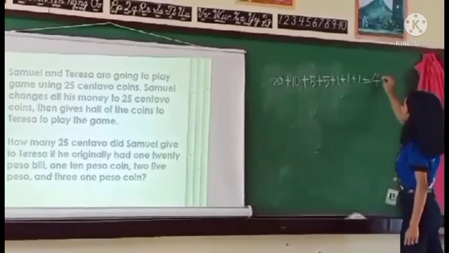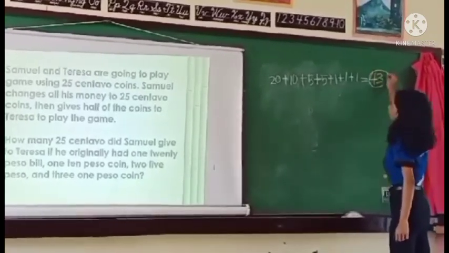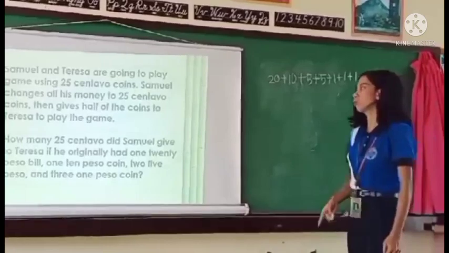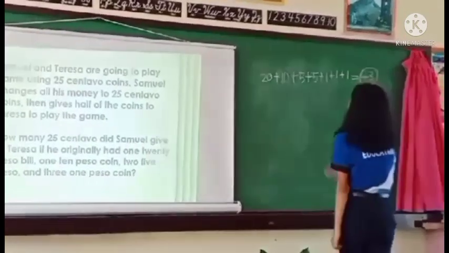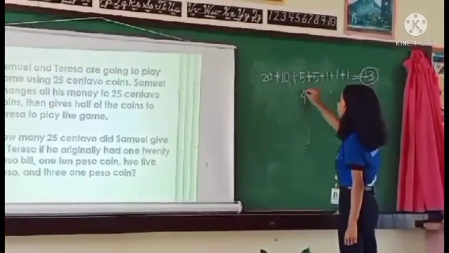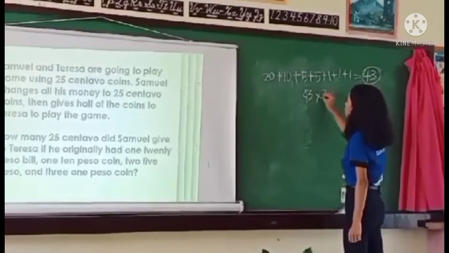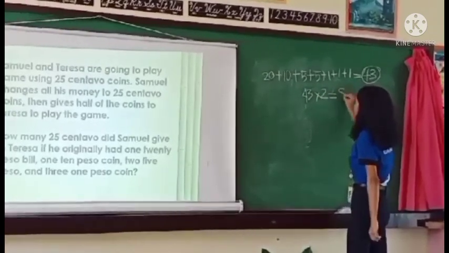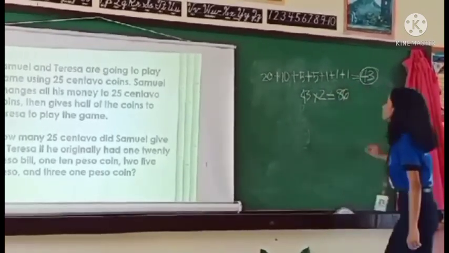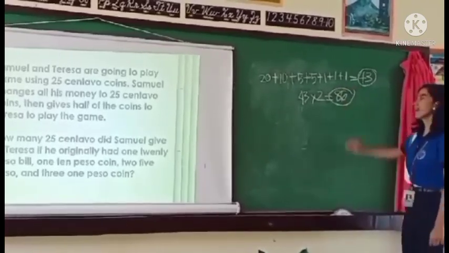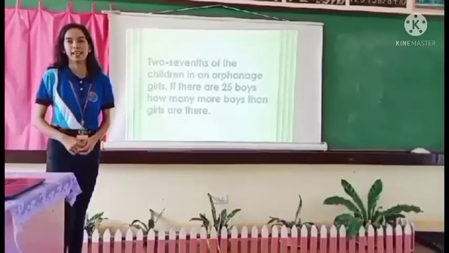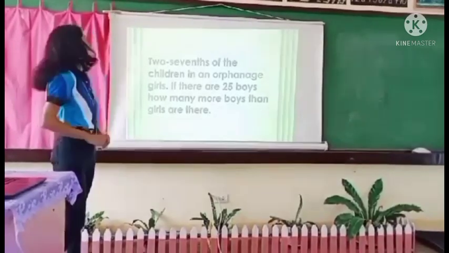to 43. Okay. Players are 2, Samuel and Teresa. So you need to multiply 43 times 2 is equal to 86. Okay. So we had 86 points. Okay, let's proceed to the next problem.